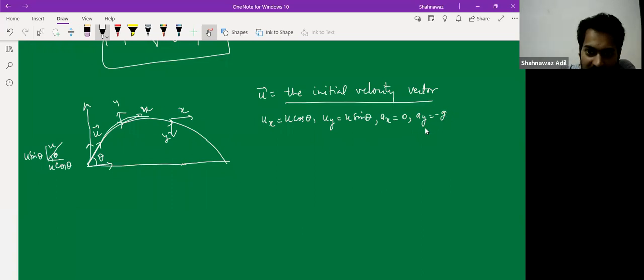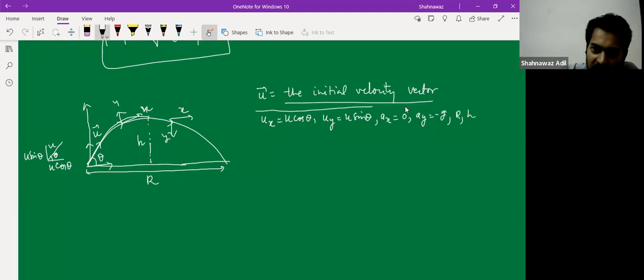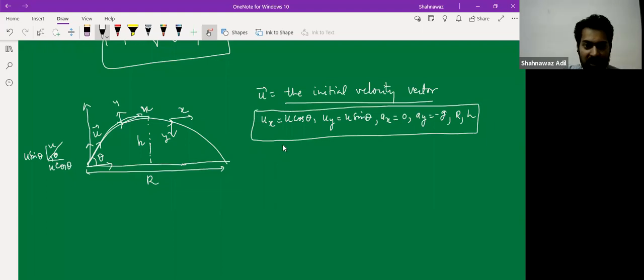And what are the other information that we have? The maximum distance that it covers is the range, let's say R, and the maximum height that it goes against the gravity, let's say h. So these are the prior information that we have. We will use this information and try to solve the range again and the height. And the other one was the time of flight.